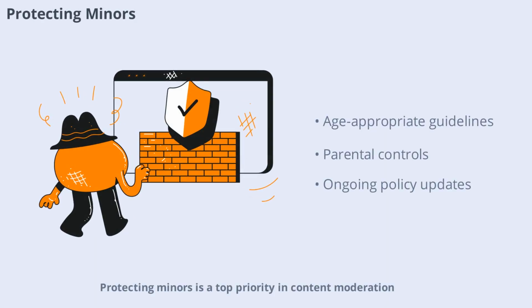Protecting minors is a top priority in content moderation. Platforms must implement age-appropriate guidelines, parental controls, and strict enforcement against harmful content targeting children. Education for both minors and parents about online safety is crucial. Regular audits and updates to policies help ensure ongoing protection.